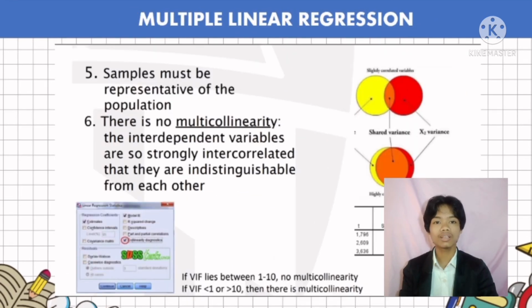Another assumption is that samples must be representative of the population. Samples should be gotten from the population as a whole, so that we can get some alignment about our variables. The sixth assumption is that there is no multicollinearity. The independent variables are so strongly interconnected that they are indistinguishable from each other.